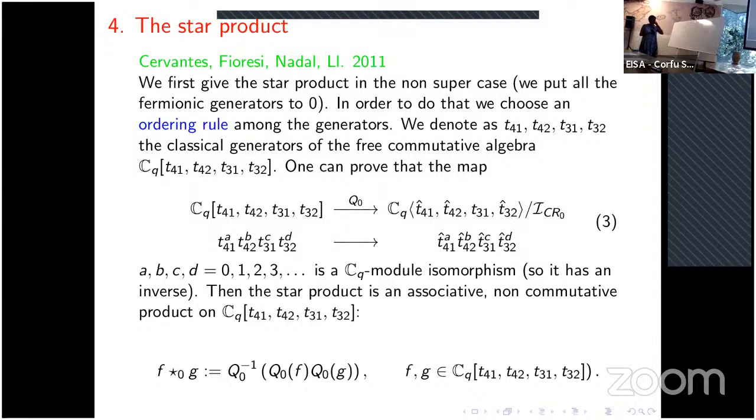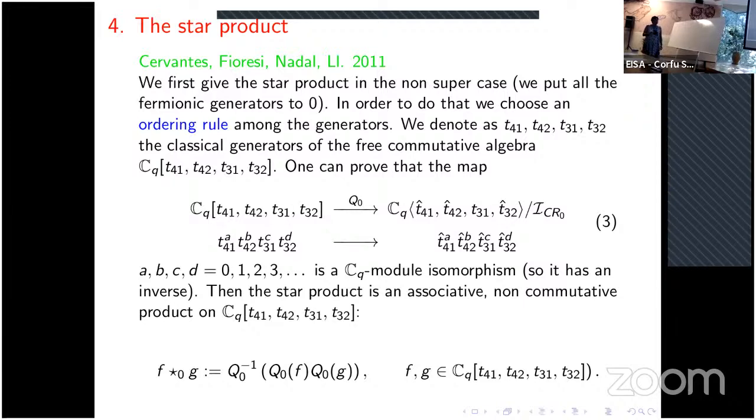So I'm arriving almost to the final, because now we have the deformation that is clear. So I have a deformation that is now clear, that is how I compute a star product. I have to choose an ordering rule among the generators of the non-commutative algebra. This is done for the non-super star product. I have to prove that monomials A, B, C, D, with exponents natural numbers plus zero, are a basis of this non-commutative superalgebra. I think that is not trivial again. And I have to define this quantization map that takes me a polynomial to this polynomial also in non-commutative variables.